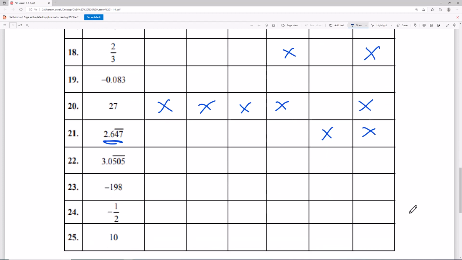And we'll do one more. We'll do 22. It's a repeating decimal. I can't put it into a fraction, but it's still a real number.